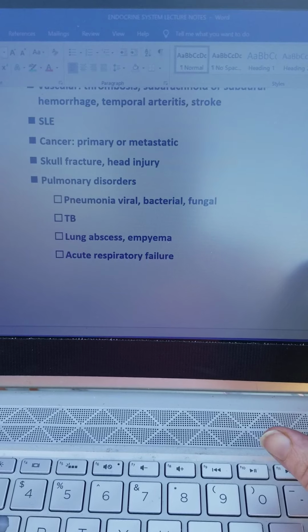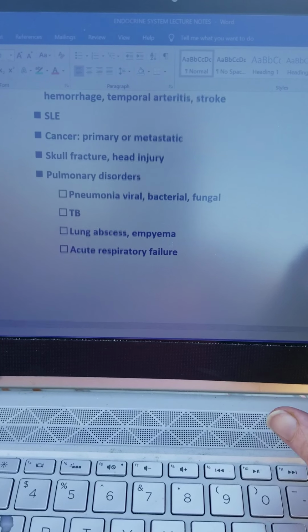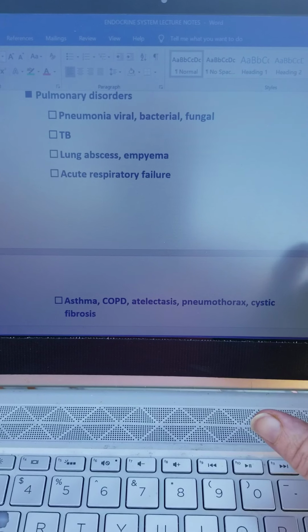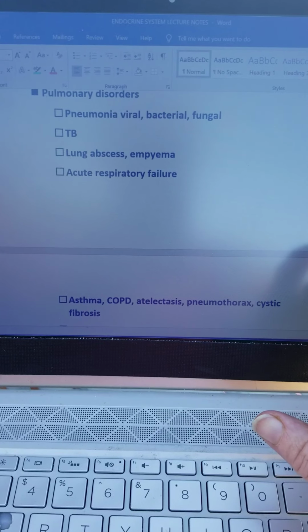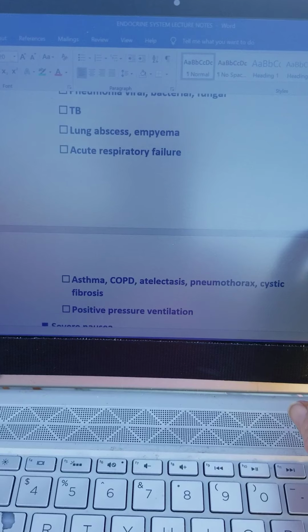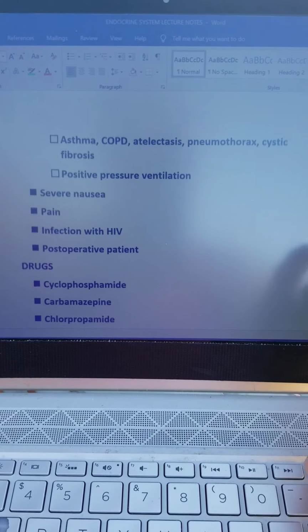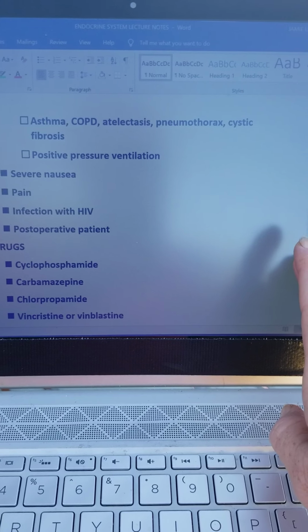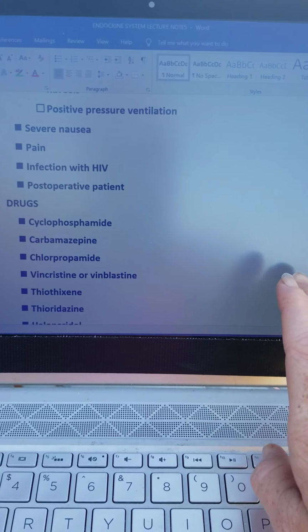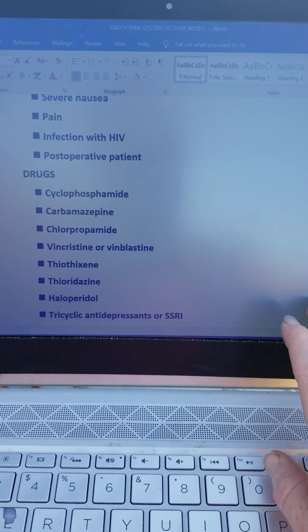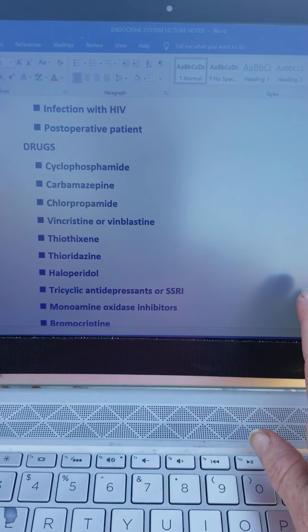Cancer, primary or metastatic, a skull fracture, head injury, pulmonary disorders such as pneumonia, viral, bacterial, fungal infections, TB, lung abscess, empyema, acute respiratory failure, asthma, COPD, atelectasis, pneumothorax, cystic fibrosis, positive pressure ventilation, severe nausea, pain, infection with HIV, post-op patient.